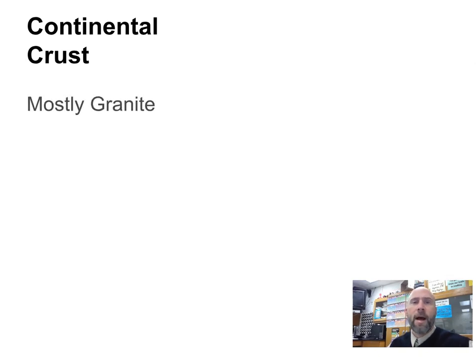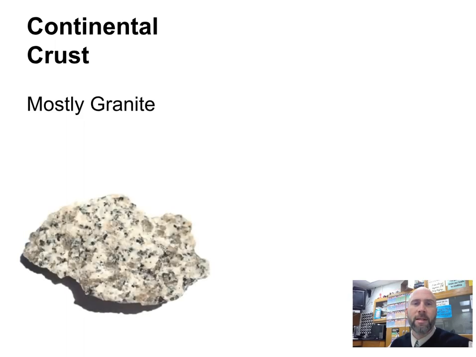Okay? Now that then leads to, well, what's stuff made of on Earth? If we look at our continents, it's mostly granite. Okay, so if we look at this granite, think, is it felsic or is it mafic? Well, that's felsic, right? It's very light in color, meaning it has a lot of silica.